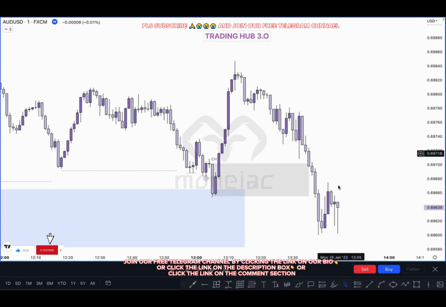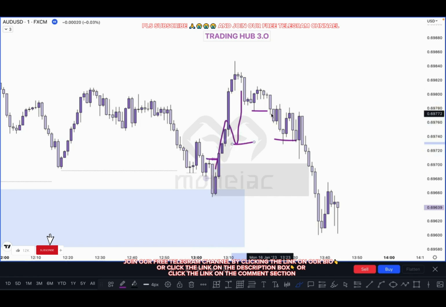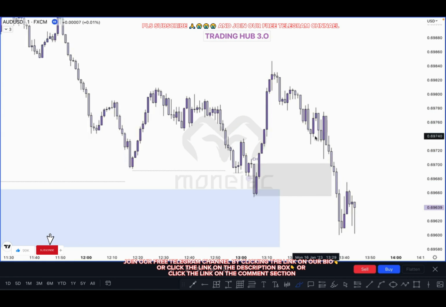And one more thing you have to remember, this is not an inducement. Inducement is not on the right side, inducement is always on the broken side. This side has the broken structure, so you will see the inducement on that side. These are not inducement, these are internal structure between this high and this low. So this is not a valid structure for a buy, and you don't need to buy at this point.